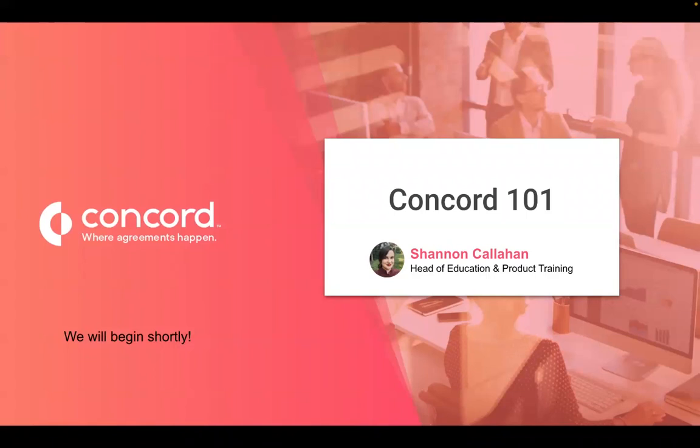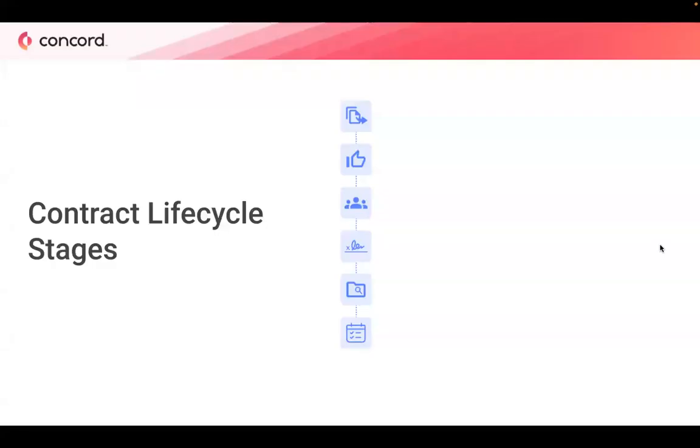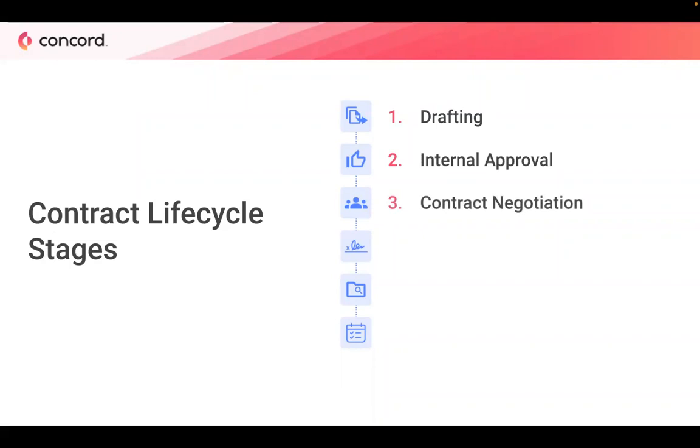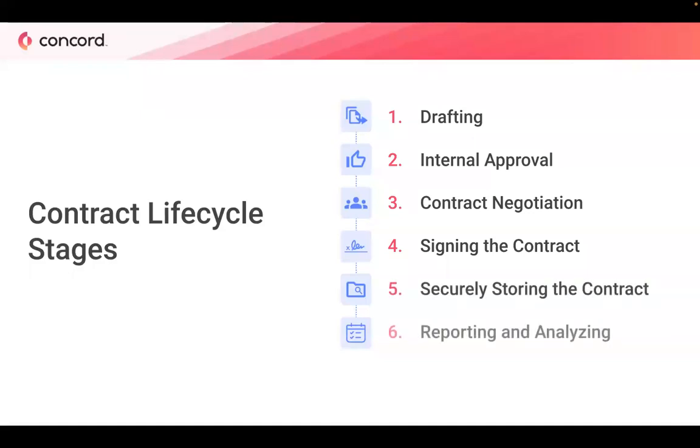All right, well, let's go ahead and get started. One thing that I'm sure everybody here is very familiar with is the contract lifecycle stages. Of course we have drafting the contract, getting it started, internal approval, making sure that all of the internal eyes that need to be on the document are on the document, contract negotiation. So being able to negotiate, draw up different edits with our third parties, signing the contract to execute it fully, and then of course, storing our contracts and then reporting and analyzing on all of the contracts that we have available to us.